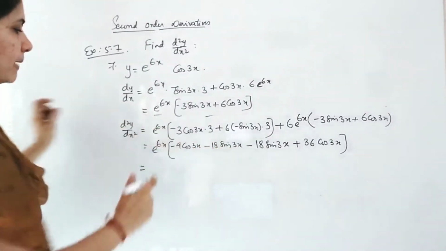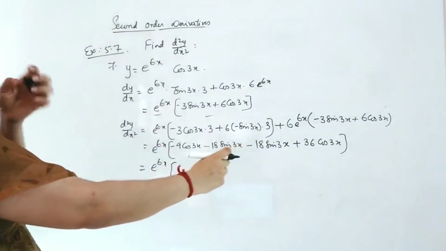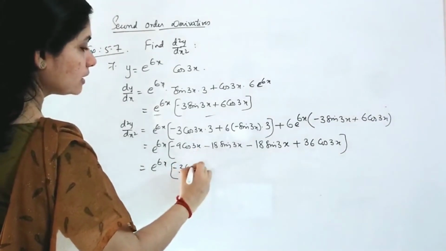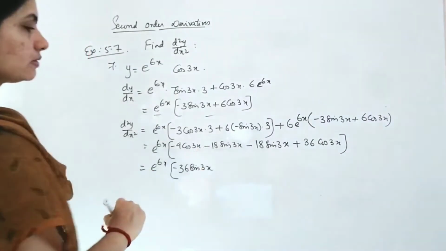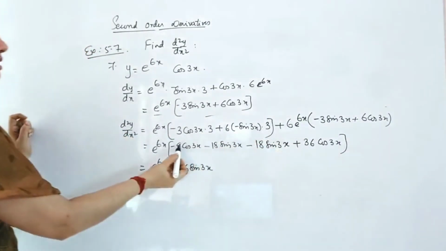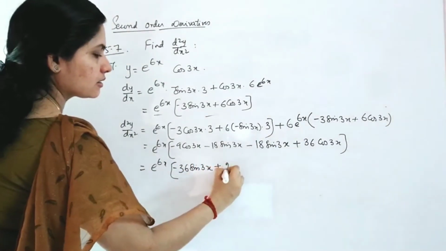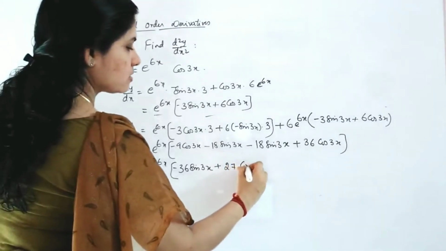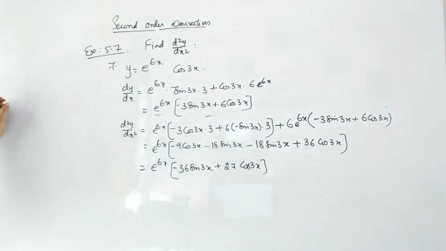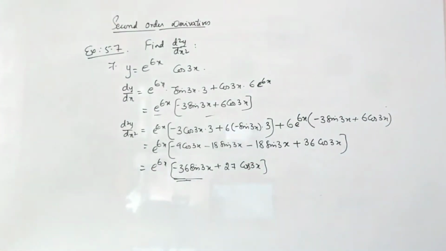These two you can combine, e raised to 6x into, you will get minus 18 minus 36 sine 3x, and 36, see here you have positive 36 and this is 9. So what you will get? 27 cos 3x. Okay, let's stop here.